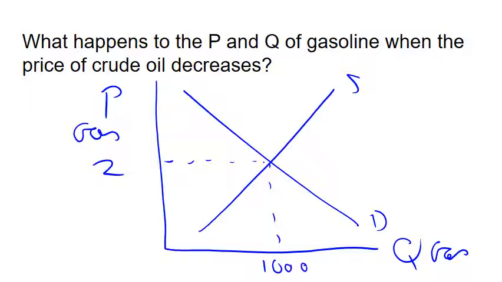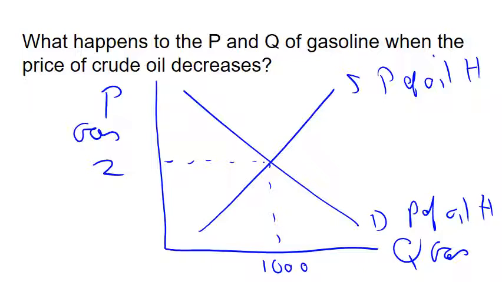Now, this is the supply and demand when the price of crude oil is high. P of oil is H. So here the price of oil is high, and we've got a supply and demand in that setting. Something happens. The price of crude oil decreases.